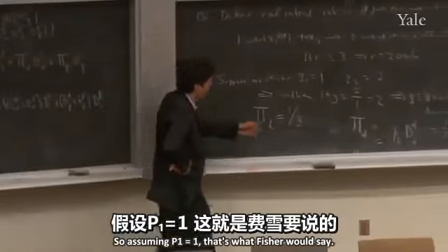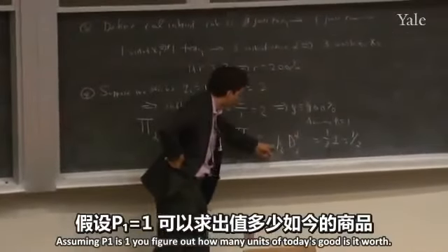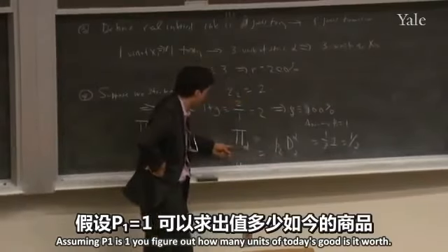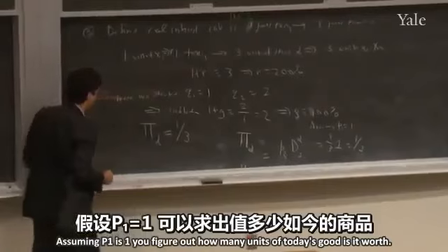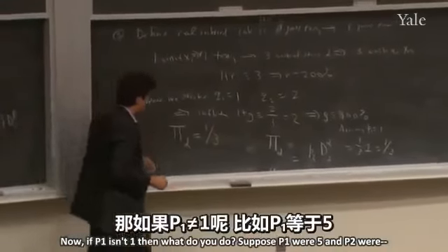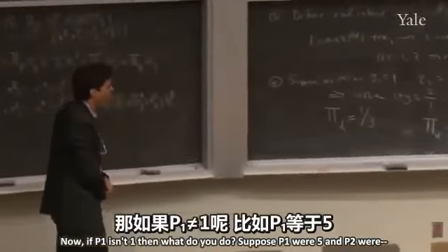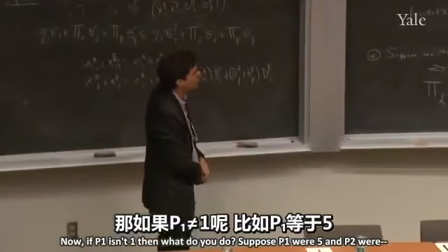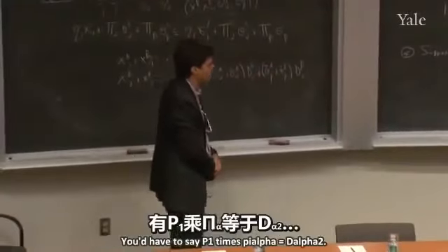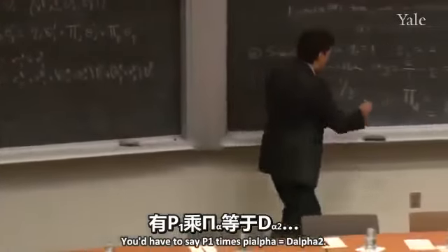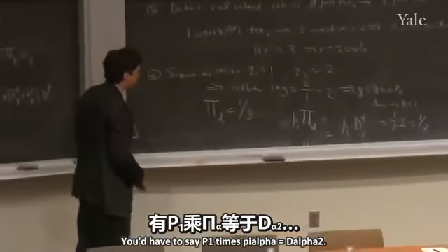That's what Fisher would say. Assuming P1 is 1, you figure out how many units of today's good it is worth. Now if P1 isn't 1, then what do you do? Suppose P1 is 6, let's say, and P2 is 2. Then what would you do? You'd have to say P1 times pi alpha is equal to d alpha 2.